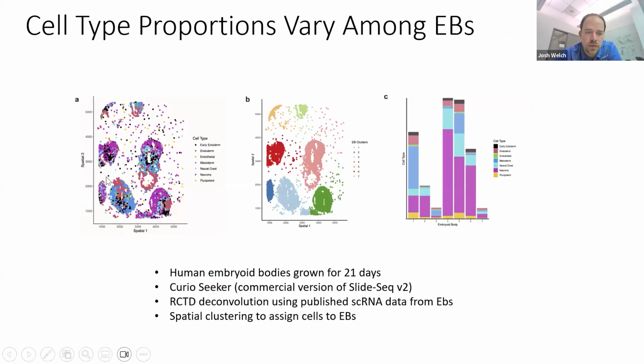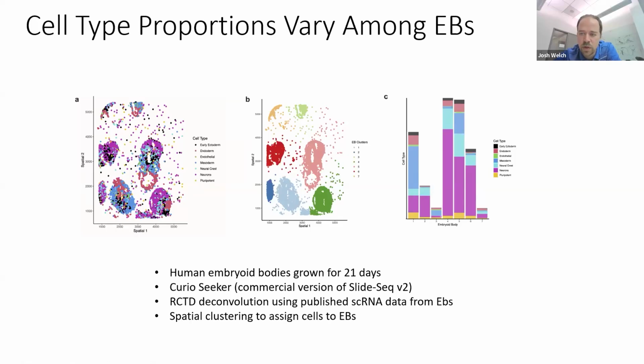So this is what the Slide-Seq data looks like. We've got a bunch of spots measuring RNA, and most of them line up with the positions of these EBs. And in order to annotate cell types, we used RCTD to deconvolve these Slide-Seq beads using a previously published data set of embryoid body gene expression from single cell RNA. So we took the clusters from the single cell RNA data, deconvolved the Slide-Seq data, and were able to identify the expected cell types, including pluripotent cells, early ectoderm, endoderm, endothelial, mesoderm, neural crest, and neurons.